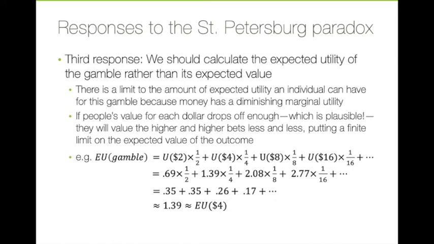And in fact, if we assign the utilities in the right way, we can get it so that the expected utility of this outcome is about equivalent to the expected utility of $4, which is about what people say they're willing to pay. So in this calculation of the expected utility of the gamble, we're using not $2, $4, $8, etc., but the utility of $2, the utility of $4, the utility of $8, and so on. The utilities for more money increase each time, but they increase by smaller and smaller increments, more and more slowly. This actually gives us a small finite expected utility for the gamble. And in fact, in this case, we've set up the scale so that the expected utility of the gamble is about equal to the expected utility of $4.